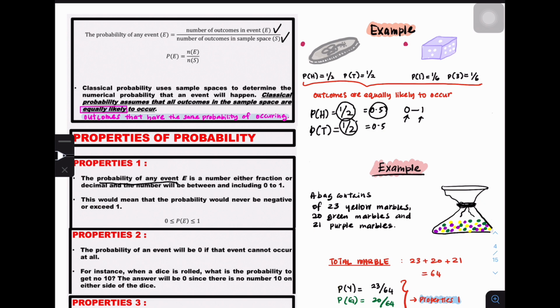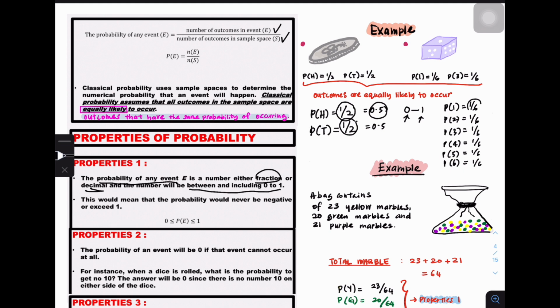Okay, so itu maksud dia. Probability of any event E is number either fraction or decimal, and the number must be between or including 0 to 1. Okay, sama saja macam kita rolling a die tadi. Okay, probability kita nak dapat 1 adalah 1/6. Probability kita nak dapat 2 adalah 1/6. Probability kita nak dapat 3 adalah 1/6 juga. Probability kita nak dapat 4 pun 1/6. Probability kita nak dapat 5 pun 1/6. Probability kita nak dapat 6 pun 1/6.